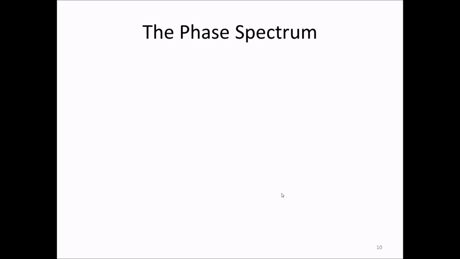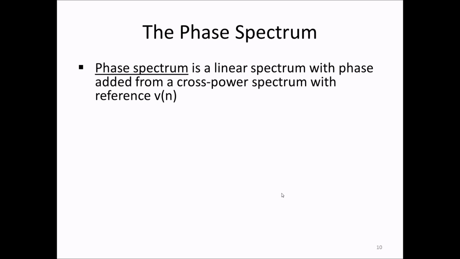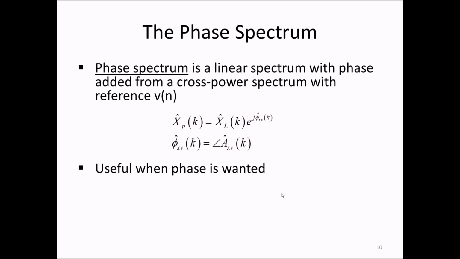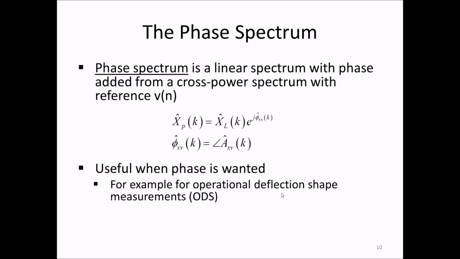In some cases, we want a linear spectrum to have a phase relative to some other signal. We can then use the phased spectrum, which is obtained by combining the linear spectrum with a phase from a cross-power spectrum. Thus, the phase spectrum of the signal X that we denote x hat sub P is the linear spectrum x hat sub L times e to j phi hat sub xv. Here, the angle phi hat sub xv is simply the phase of the cross-power spectrum A sub xv, where v is the phase reference signal. Phase spectra are very useful, for example, for operating deflection shape measurements, or ODS measurements, that you can read about in chapter 16 of the book, or in some rotating machinery applications, which you can read about in chapter 12 of the book.